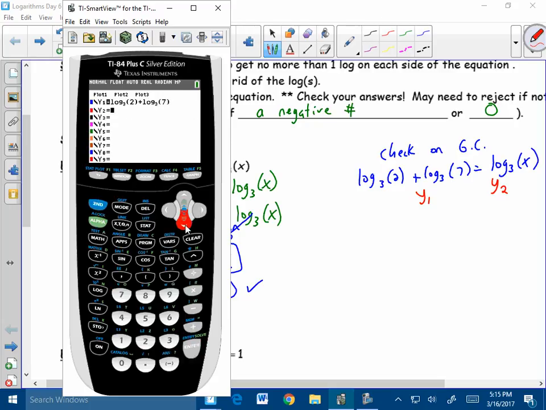Okay, so I've got my y1, and then in my y2, I will put log base 3 of x. Okay, and then I will graph this.